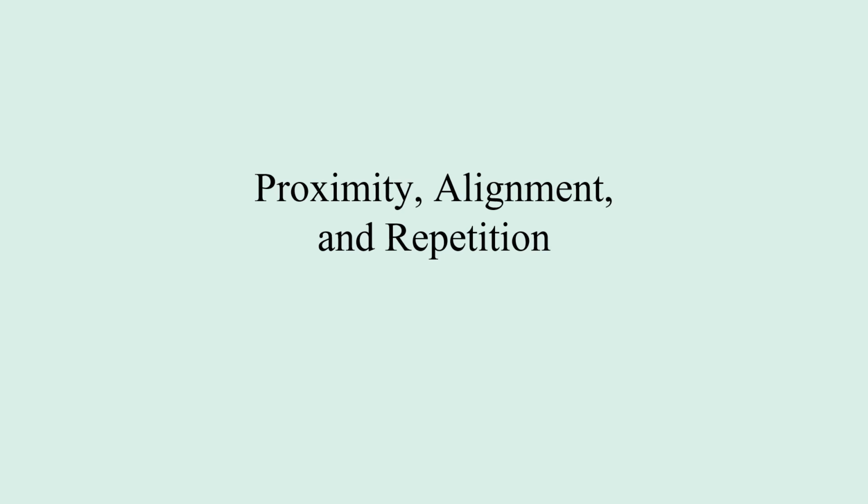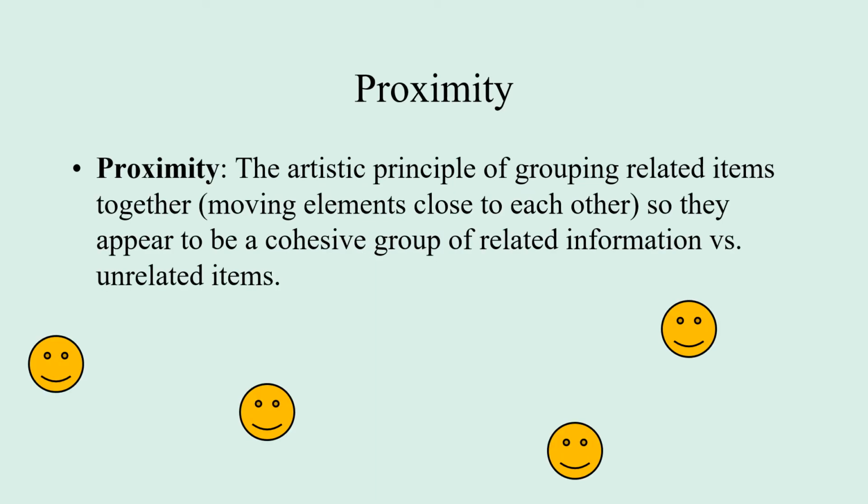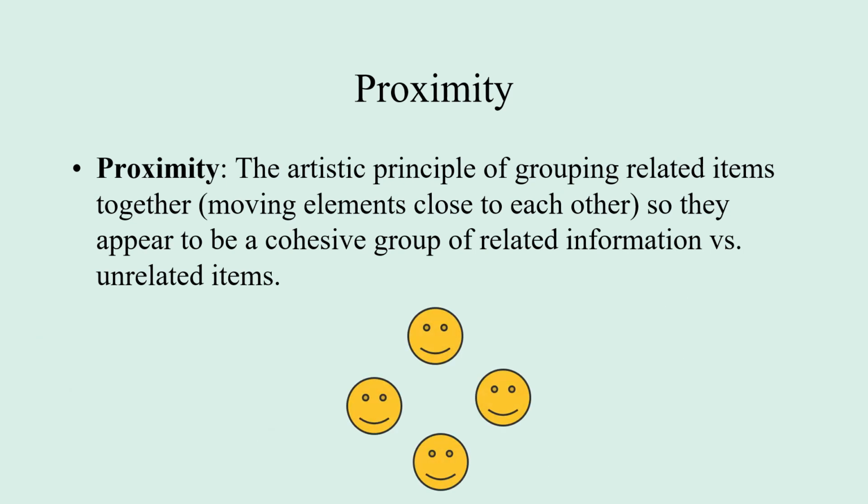Let's begin by examining the design elements of proximity, alignment, and repetition. The design principle of proximity refers to taking different individual elements, which could be text or graphics, and moving them closer to each other so that they are in relationship with each other. They appear to be a cohesive group versus looking like a group of unrelated items.